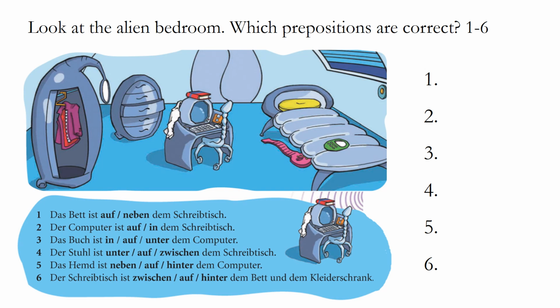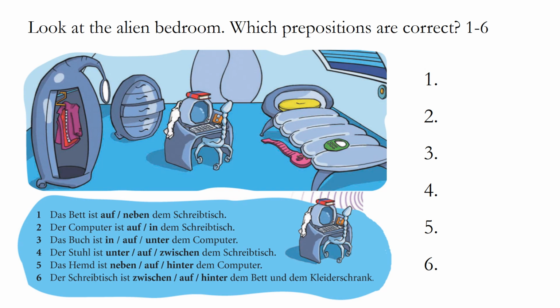In the textbook, we find this alien bedroom, and there are 6 sentences describing where things are in the room below. What I'd like you to do is to try and work out which prepositions are correct. So, for instance, in number 1, should it be auf or neben? Is the bed on top of or next to the desk, Schreibtisch? If you can, it'd be great if you can translate these sentences into English once you have chosen the correct preposition. I'd like you to pause the video now, as I'm going to be going through the answers shortly.